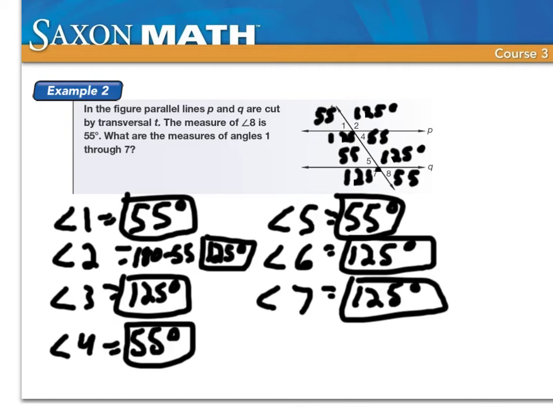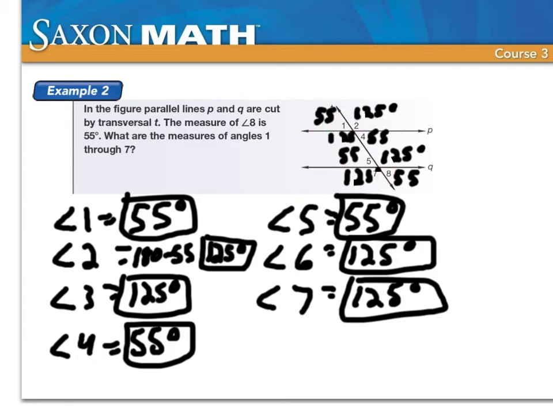Okay, especially when you see one like this where you got two parallel lines cut by a transversal. All the angles should be one of two measures. You should only see two numbers throughout the whole thing, and we should have 4 of each one. So we have 4 55-degree angles and 4 125-degree angles. And again, that always holds true whenever we got two parallel lines cut by a transversal.